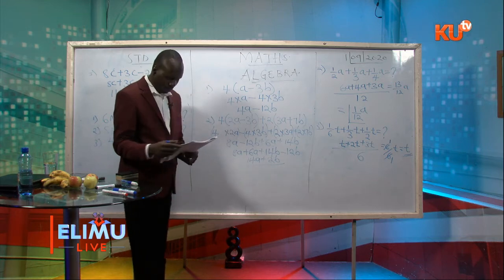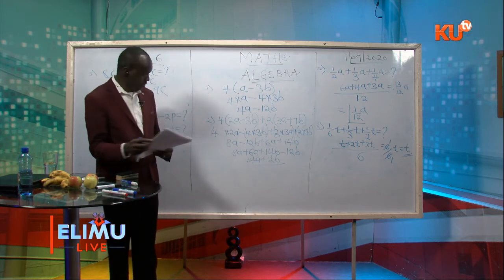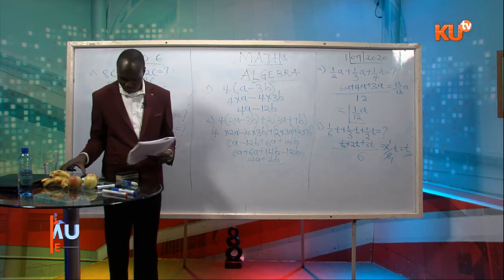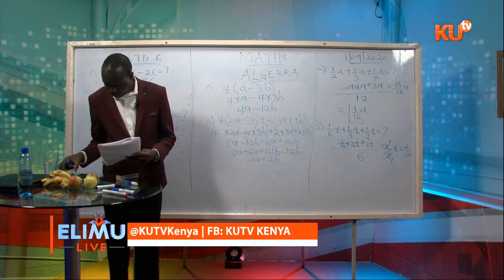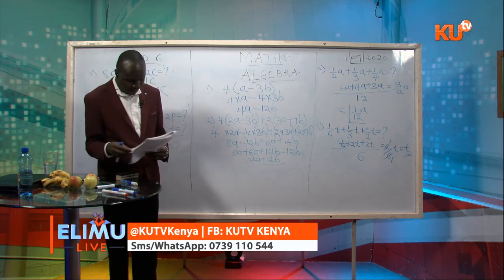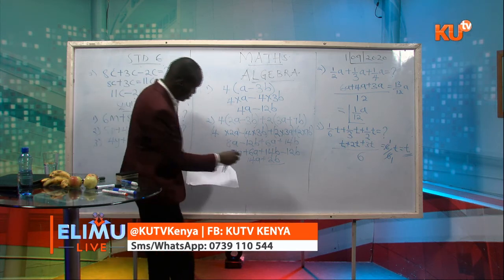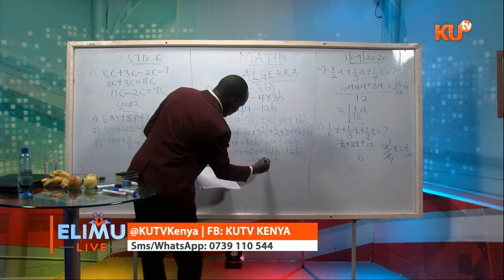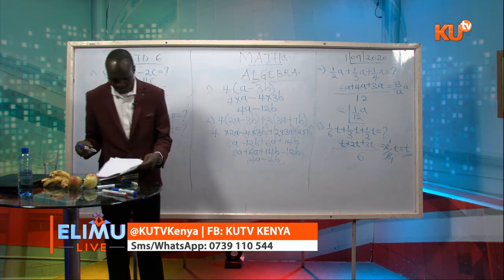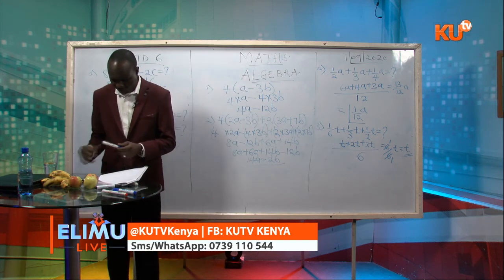So our answer becomes 14a plus 2b. Okay.